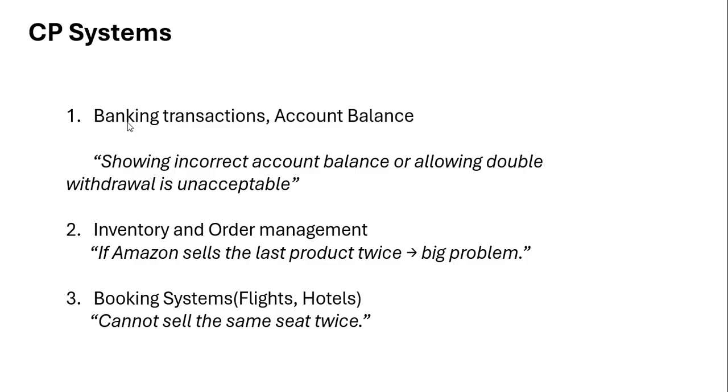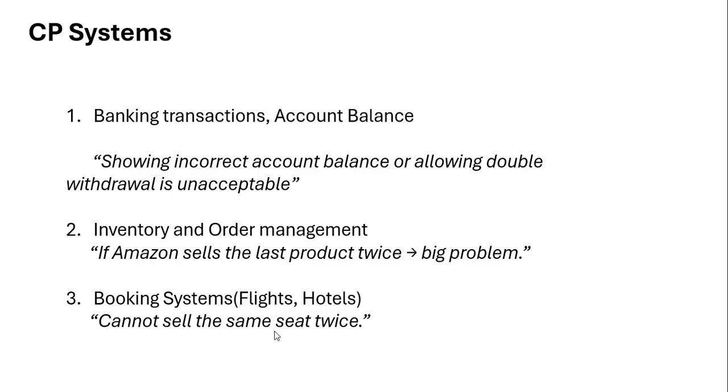Where are they used? For example, in banking applications. Showing an incorrect account balance or allowing a double withdrawal is simply unacceptable. You can tolerate the app being down for a moment, but it should not show you an incorrect account balance. Similarly, in inventory and order management. For example, if Amazon sells its last product twice, that could be a big problem. Here also data integrity is very important.